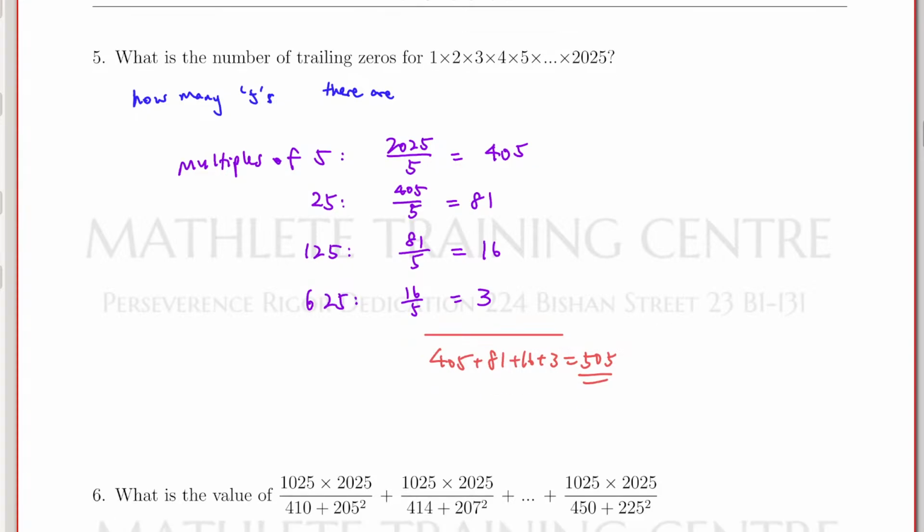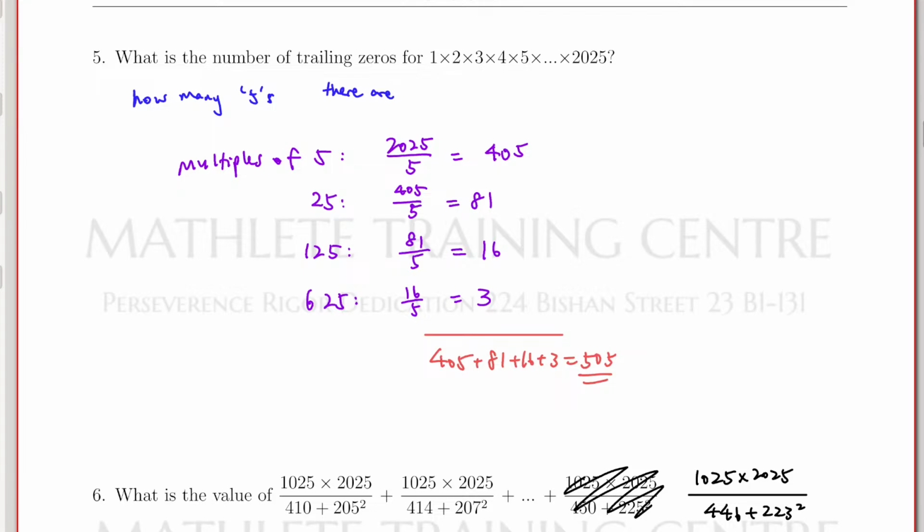Before I move on to question number 6, let me change something. The last number is actually not this number here. The last number given in the contest is actually 1025 times 2025 over 446 plus 223 squared. So I'm sorry about that.